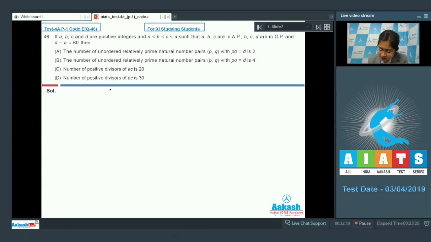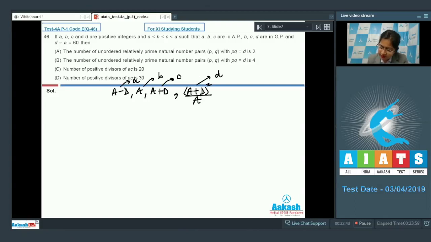Now let us assume the numbers as A, B, C are in AP. So the numbers can be assumed as A minus D, A and A plus D, where this is A, this is B and this is C. And it has also been given that B, C, D are in GP. So the number D can be assumed as A plus D whole square upon A. Now these are the four numbers.